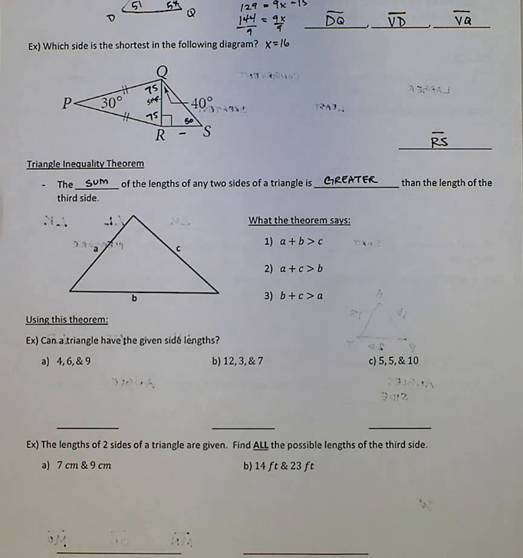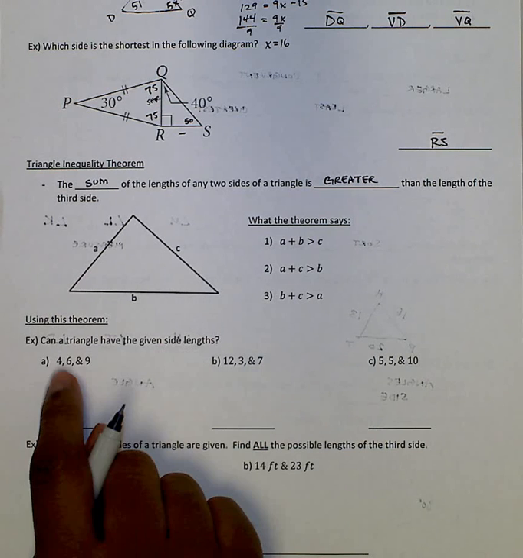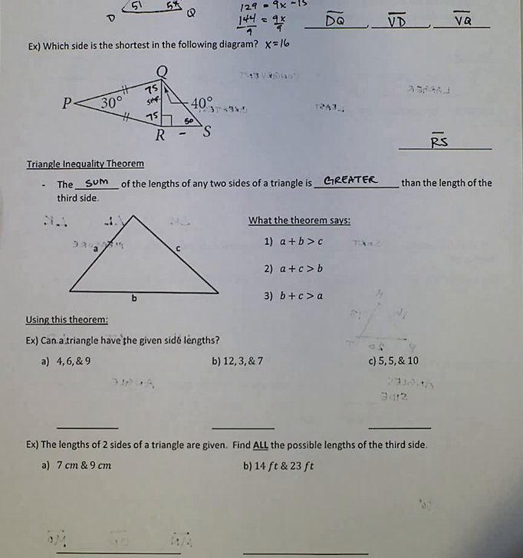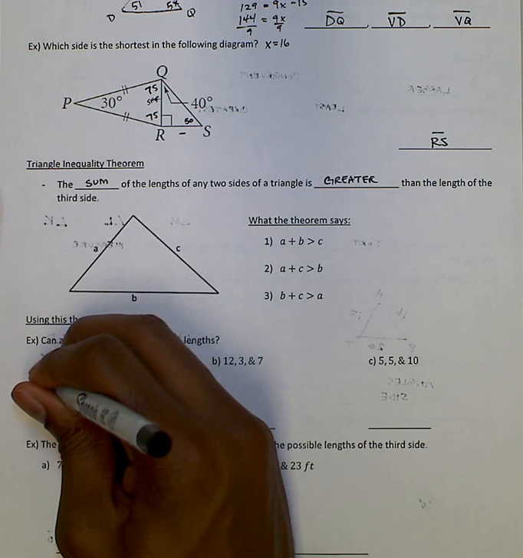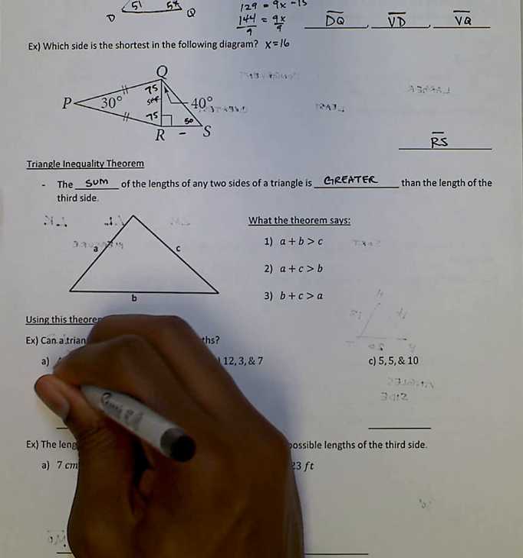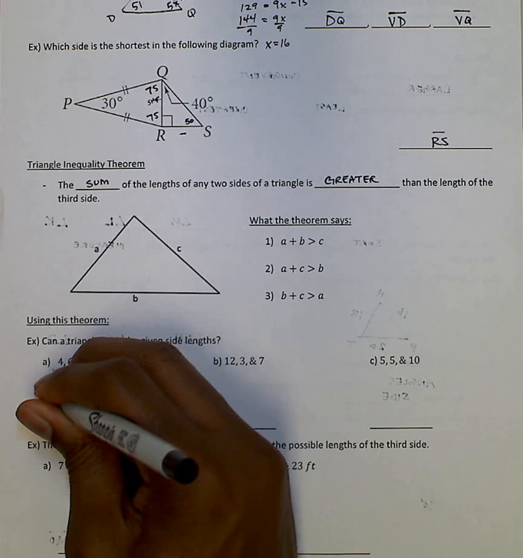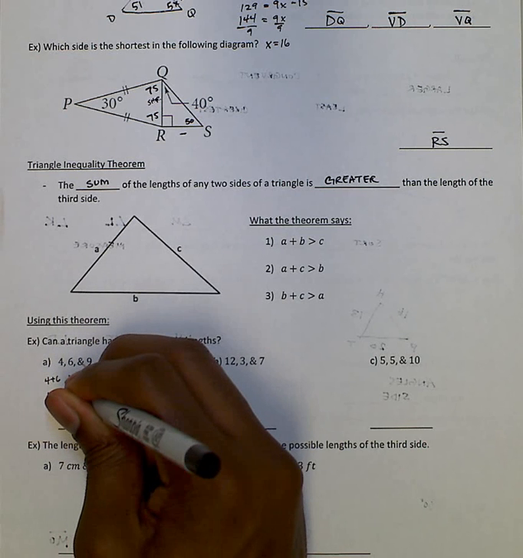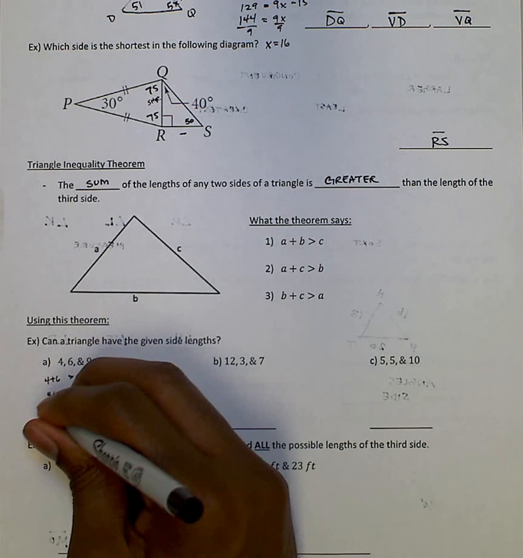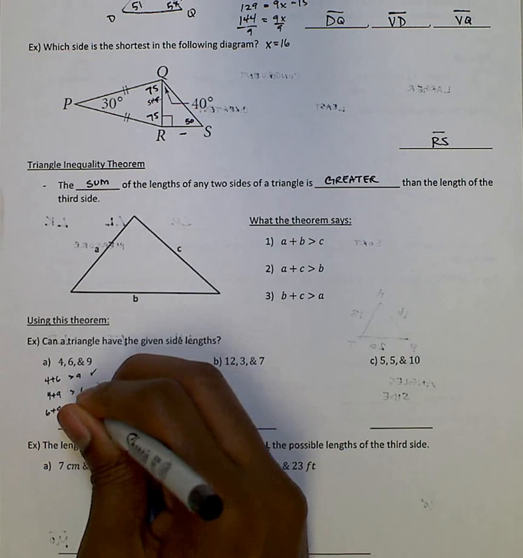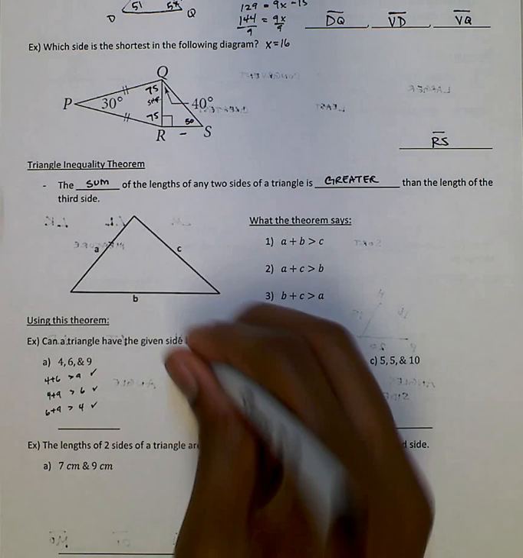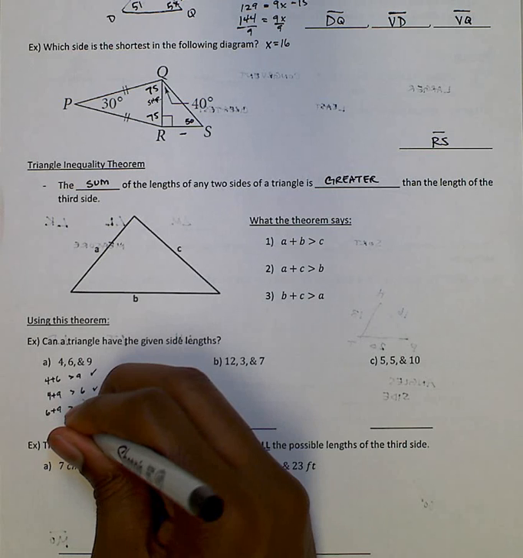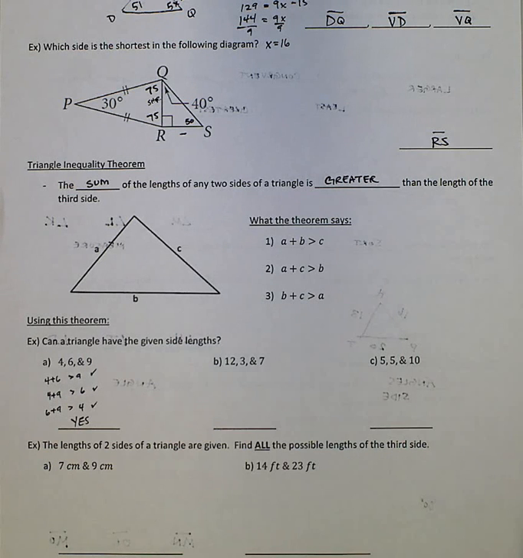dealing with this theorem. It says, can a triangle have the side lengths 4, 6, and 9? So we could set up this inequality and say, hey, 4 plus 6, is that greater than 9? Yes. Hey, 4 plus 9, is that greater than 6? Yes. Hey, 6 plus 9, is that greater than 4? Yes. Okay, so can a triangle have these side lengths? Yes. If any one of these is no, then the answer is no. Now, that's the way that you could do it if you want to do all three of those.